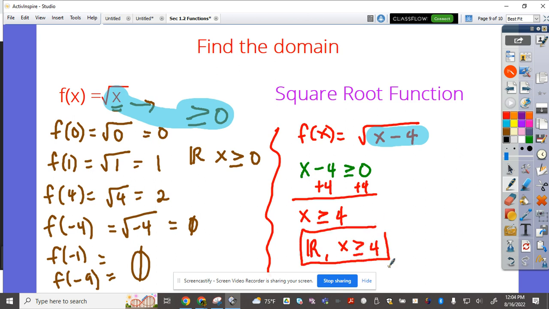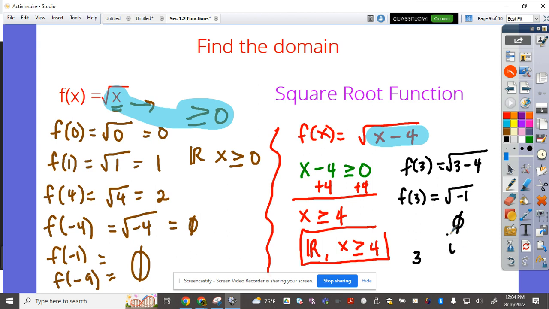To prove it, if we pick a number that is not greater than or equal to 4, let's say 3, then f of 3 will be the square root of 3 minus 4, which gives us the square root of negative 1, which will be undefined or an imaginary number.